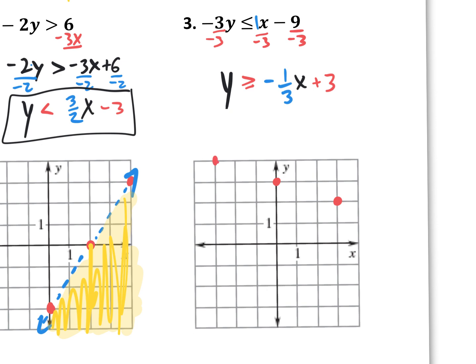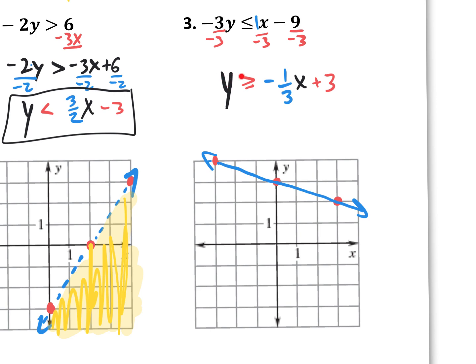Then the 2 extra steps. Is this a solid line or a dotted line? Solid. Why? Because it has a solid line underneath it. So draw a solid line right through those dots. Put some arrows on it. And now we need to shade either above this blue solid line or below the blue solid line. What do you say? Above or below?